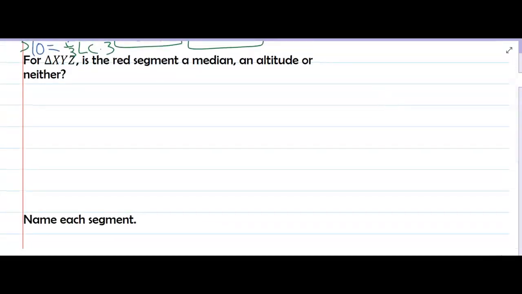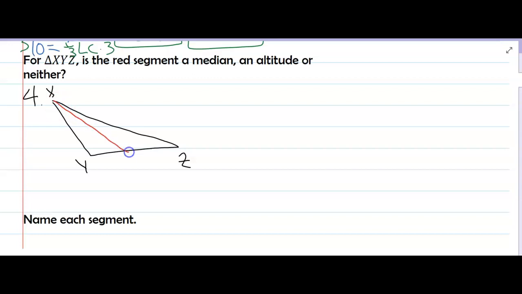Okay, so next we're going to apply some of the information that we've learned so far. We're going to look at triangle XYZ. We're going to look at the red segment, and we're going to decide if it's a median or an altitude, or maybe it's neither. So number 4, let's draw an obtuse triangle. We'll, of course, call it triangle XYZ. And my red segment is going to go from the vertex X down to this segment here. And then I'm going to call those two segments congruent.